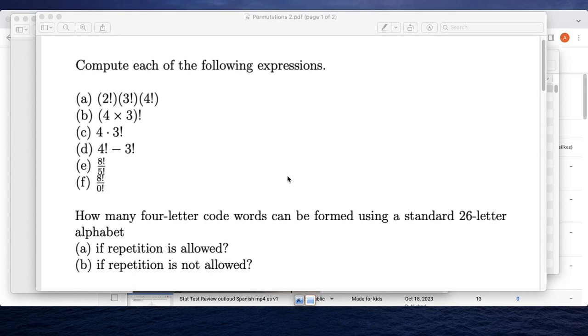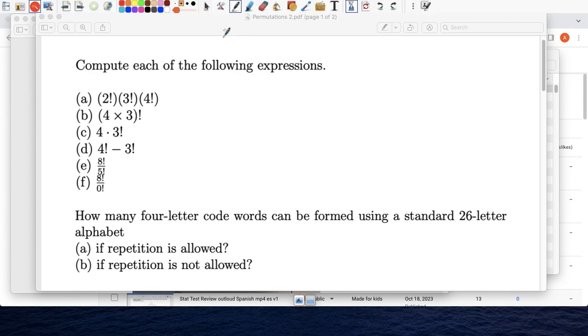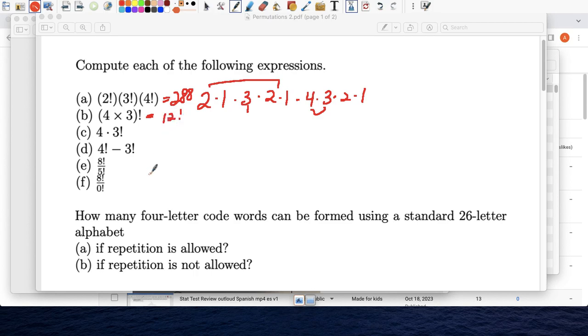So let's do these first because these are the easy ones. 2 factorial is 2 times 1, 3 factorial is 3 times 2 times 1, 4 factorial is 4 times 3 times 2 times 1. Let's see, 4 times 3 is 12, 12 times 12 is 144, times 2 is 288. 4 times 3 and then the factorial, so that's 12 factorial. I'm going to leave it like that.